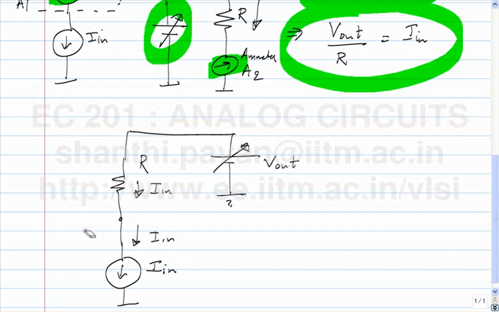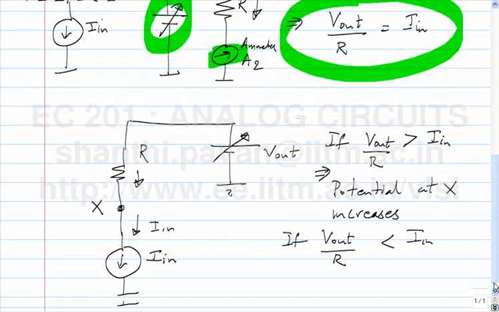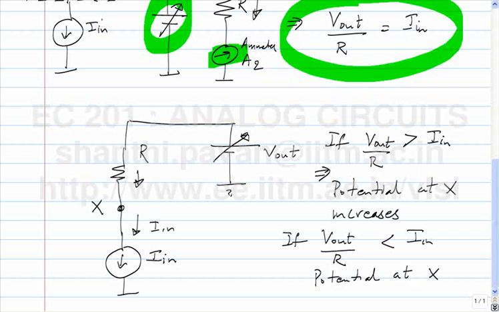So if the two currents are exactly the same, it does not matter whether this ground was there or not. Now, if this current was larger than In, what do you think will happen to the potential of this node? I'm sorry, if V out by R is greater than In, then the potential at X, what will happen to it? Increases. On the other hand, if V out by R is less than In, the potential at X decreases.